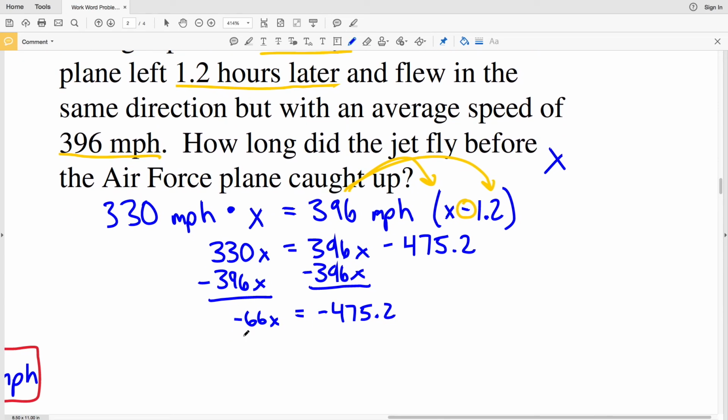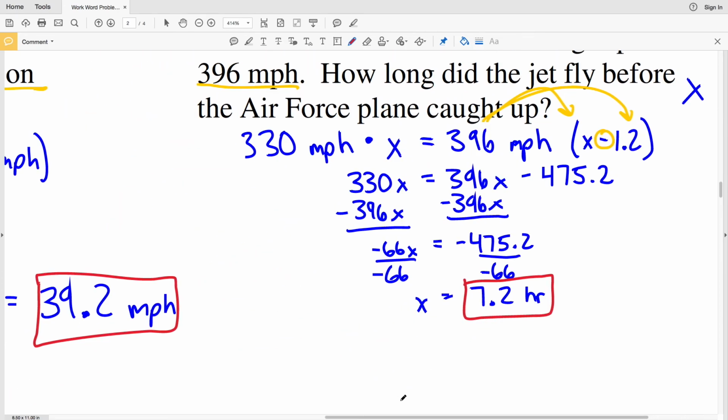330x minus 396x will be negative 66x, and that's equal to negative 475.2. Next, we'll divide by negative 66 to get that x, how long the jet was able to fly before the Air Force plane caught up, is negative 475.2 divided by negative 66, which equals 7.2 and that is hours. So knowing this, you can see that 7.2 minus 1.2, the Air Force plane flew a total of 6 hours. However, we're just trying to figure out how long the jet flew, and that was 7.2 hours. Now let's move on to number 11.